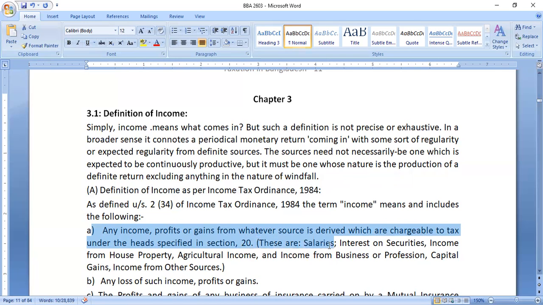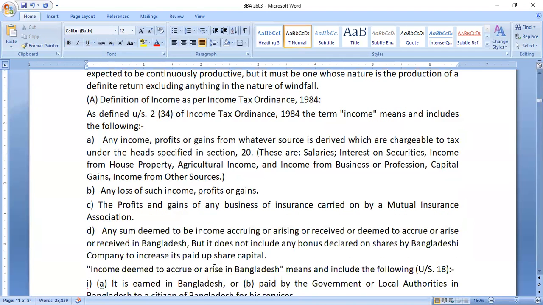These are salaries, interest on securities, income from house property, agricultural income, income from business or profession, capital gains, or income from other sources. This is section 2(34), and under (a) this. And then (b), any loss of such income, profit or gains.